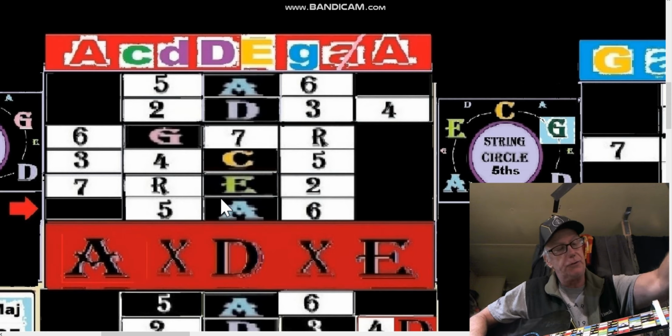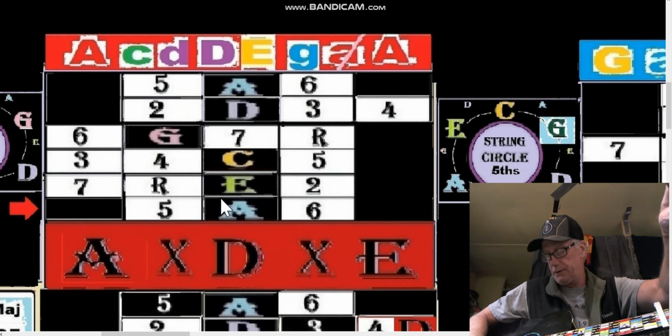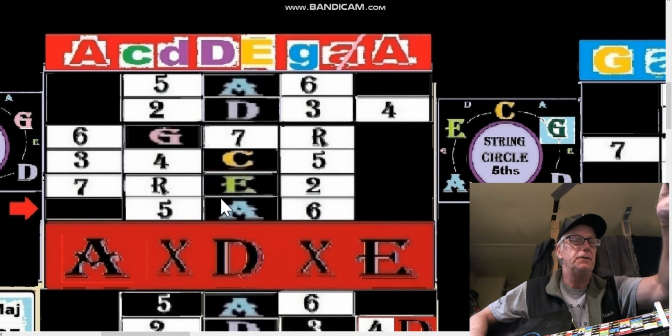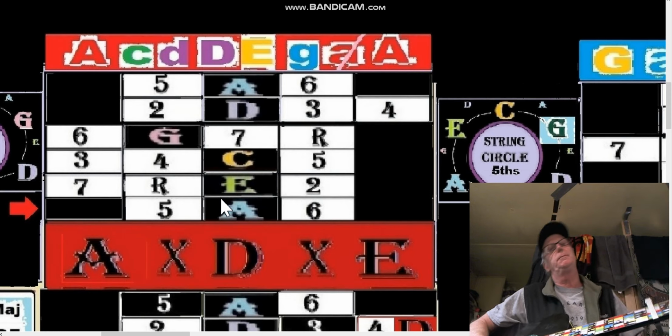And conversely, the third of G is B, but we're going to call it a diminished fourth. So G to B is a diminished fourth. B to G is an augmented fifth. That's what I'm talking about.